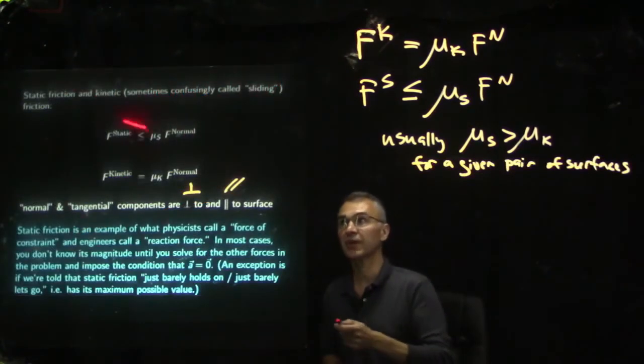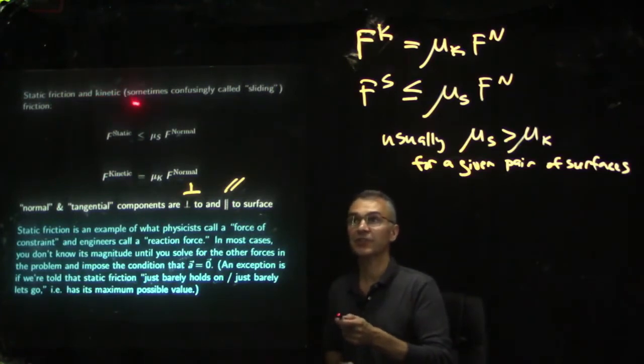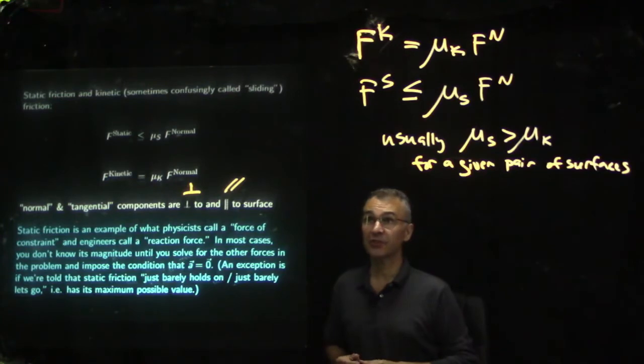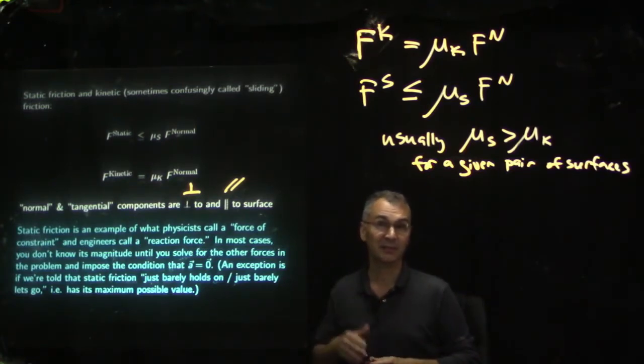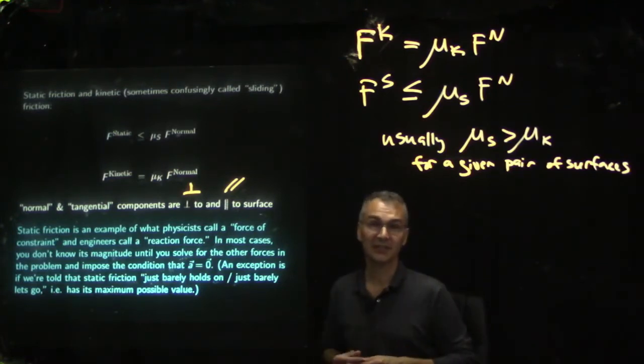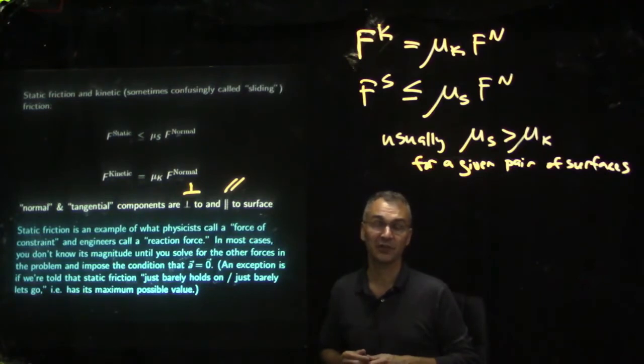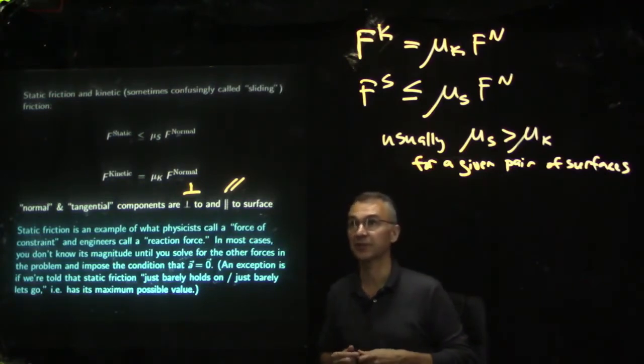So to summarize a little bit, static friction and kinetic friction, and sometimes kinetic friction is confusingly called sliding friction. You want to avoid saying that. If something is sliding, that's kinetic friction, but you want to say kinetic because the letter K is different from the letter S. So you want to remember kinetic is if they're moving with respect to each other, and static is if they're not moving with respect to one another.